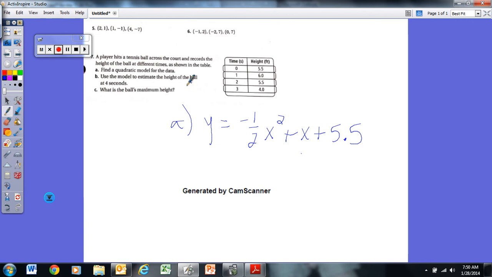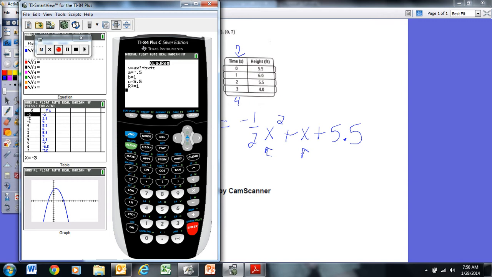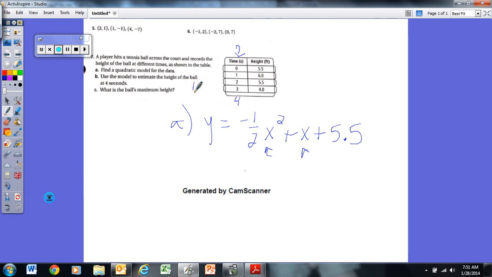Use the model to estimate the height of the ball at 4 seconds. Well, time is our x. So we want to know when x is 4. So I want to put 4 in there and there. Let's review how to do that on the calculator. We're going to get out of this screen, second quit. We're going to go 4, Sto, x, enter. Then I'm going to type negative 0.5 x squared plus x plus 5.5, equals. That's 1.5. So the height of the ball is 1.5 feet at 4 seconds.